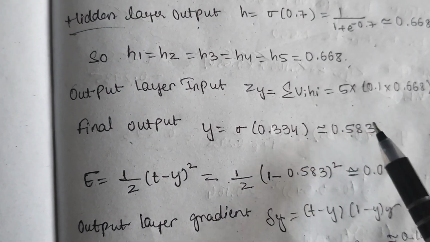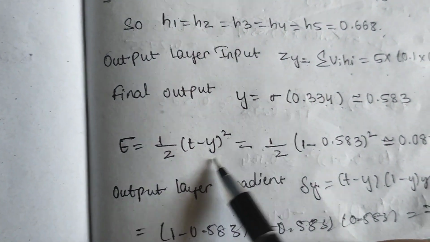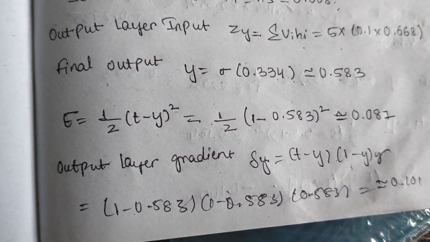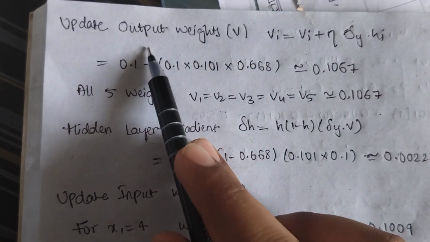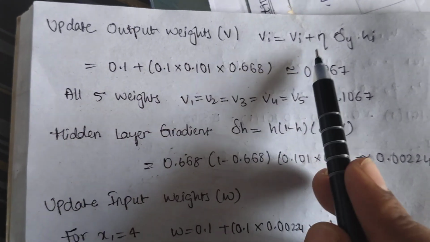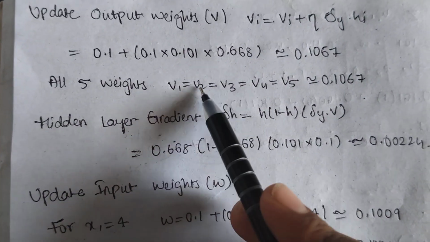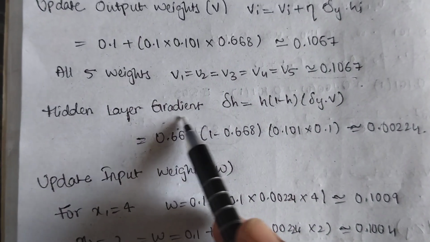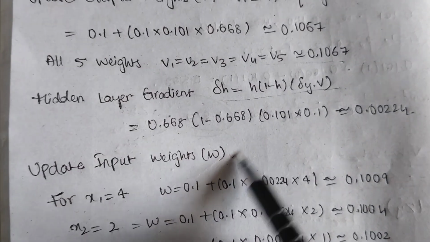So what we do is we find the error, going step by step. We'll be finding the error, and then we'll be finding the output layer gradient. We'll continue with all the steps as we have discussed, like update output weights, like this formula. After this, we'll be taking v's as the same for all the 5 neurons. Then we'll be finding the hidden layer gradient as in the formula. After that, we update weights.